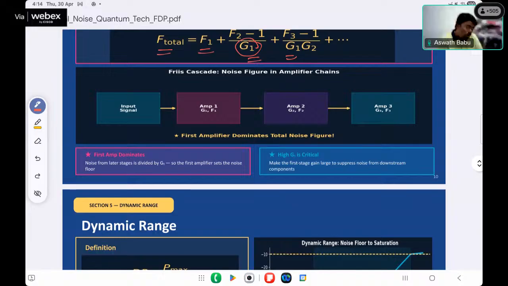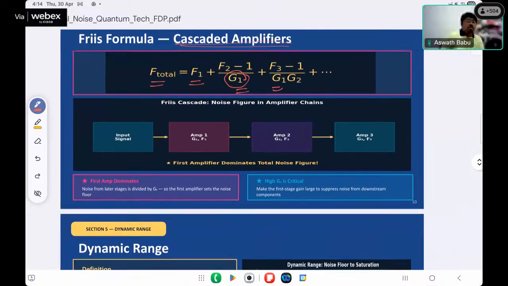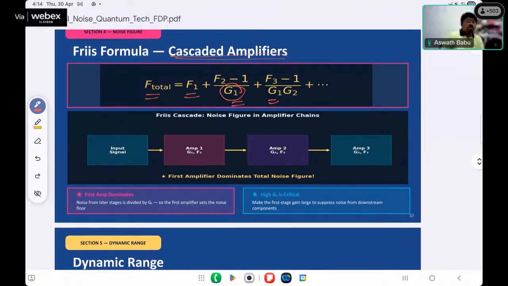You get a large gain. Later on, some noise factors are there, small noise factors. Those things can be negligible compared to the large gain at the initial stage itself. So you anticipate some noise can come in later stages. That way, by anticipating it, you have a large gain in the initial stage itself. Okay, so that is the main motivation behind designing this formula.